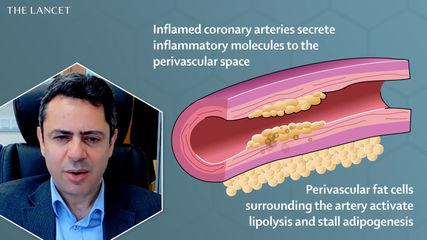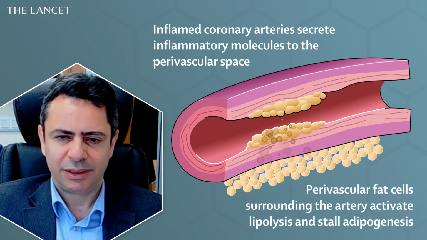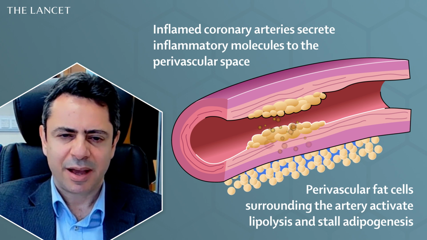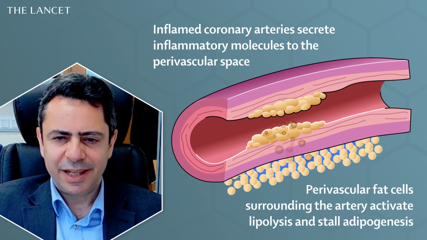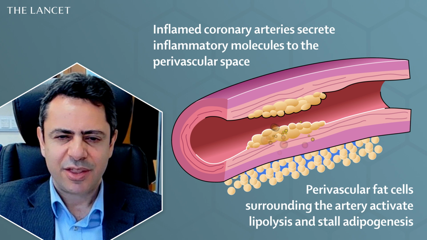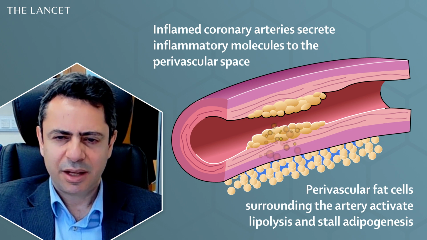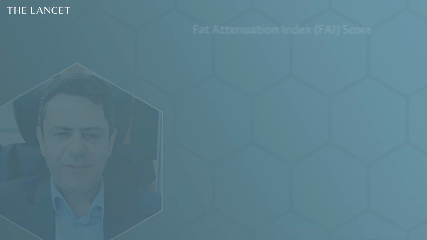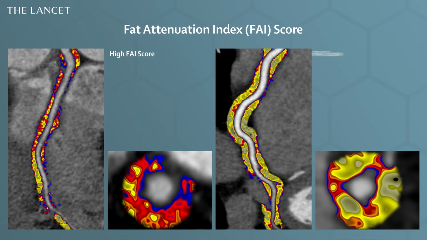Perivascular fat cells surrounding the artery then activate lipolysis and stall adipogenesis in response to this stimuli, and as a result, they become small and fat-free. This leads to a change in the balance between lipid and water phase in the perivascular space that triggers a shift of the CT attenuation of the perivascular fat towards attenuation of water. We developed a method that captures these changes in the composition of perivascular fat called the fat attenuation indexing and provides a metric of coronary inflammation which is called the fat attenuation index score.